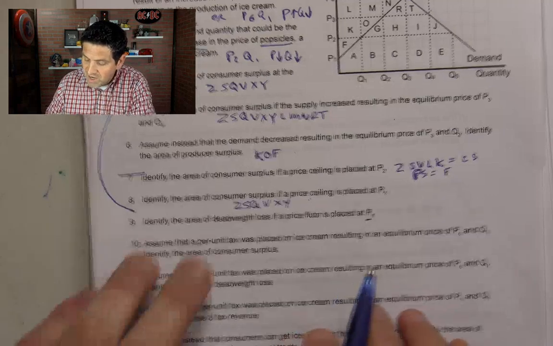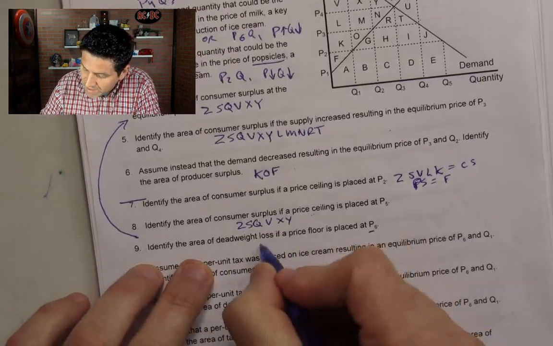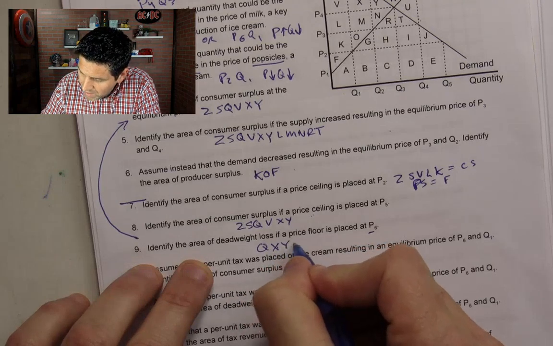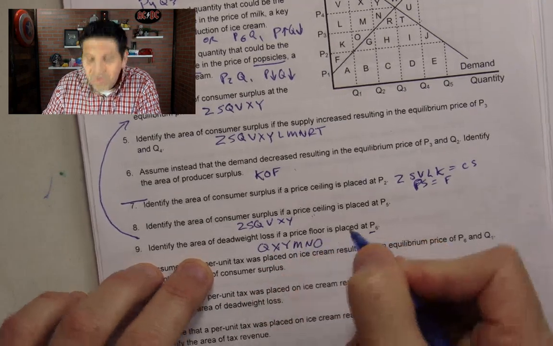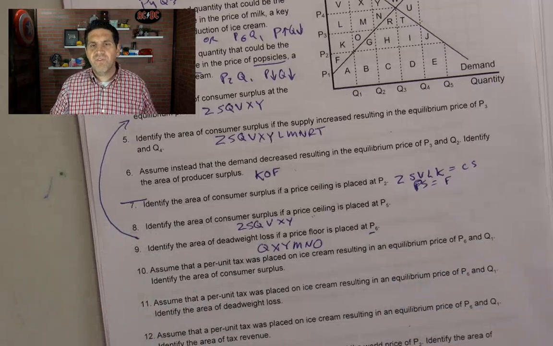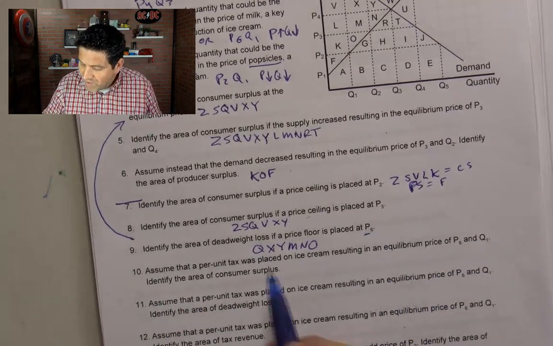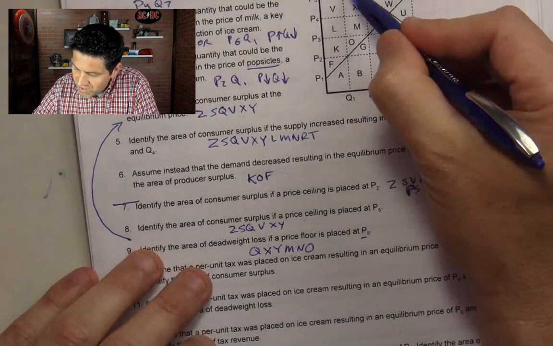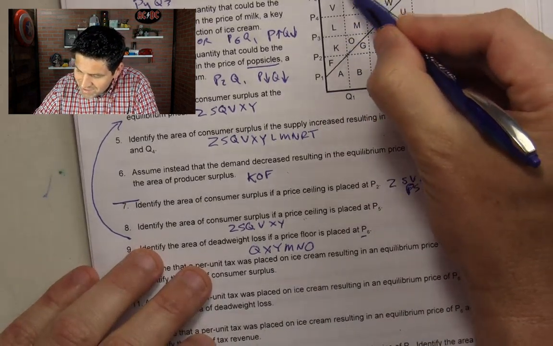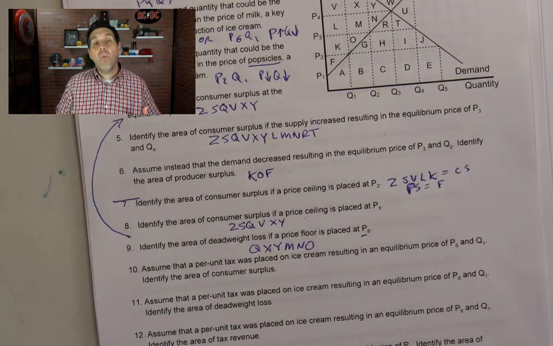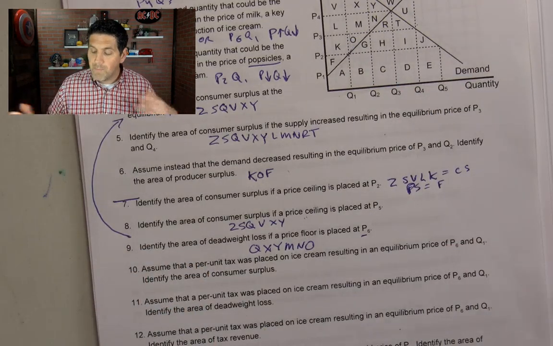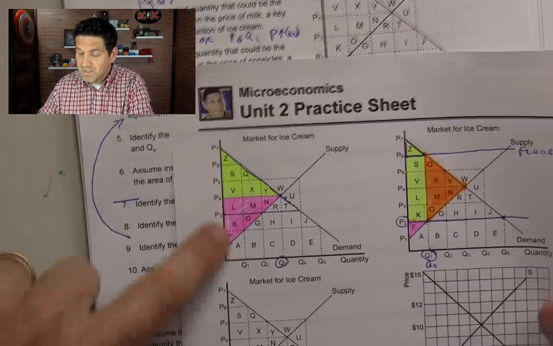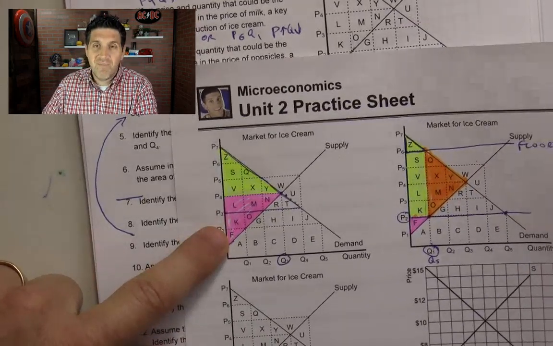So let's make sure we identify it. Area of deadweight loss at Q1 is QXY MNO. There is no right order for this, by the way. So if you're freaking out, like, wait, I have XYQMNO, it's all the same. It's just areas. So this area here is the deadweight loss. Deadweight loss is always identifying the lost consumer and producer surplus that would normally exist when a market is at equilibrium in a competitive market like this.